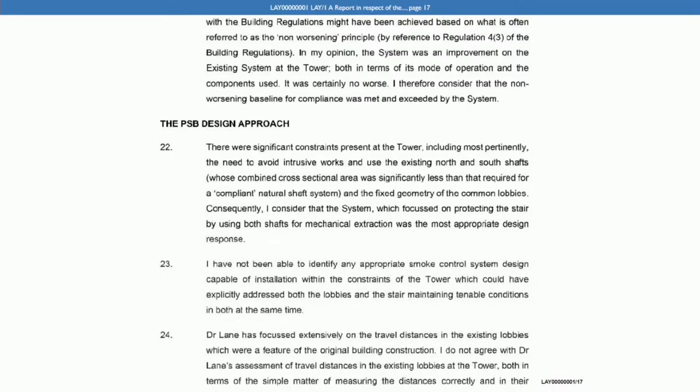Now, dampers and compartmentation. I want to turn to that topic now. And I want to start by exploring some areas of agreement between you and Dr. Lane in relation to protected shafts and dampers. If we can go to her supplemental report at page 11, so that's BLARP 25043, page 11.